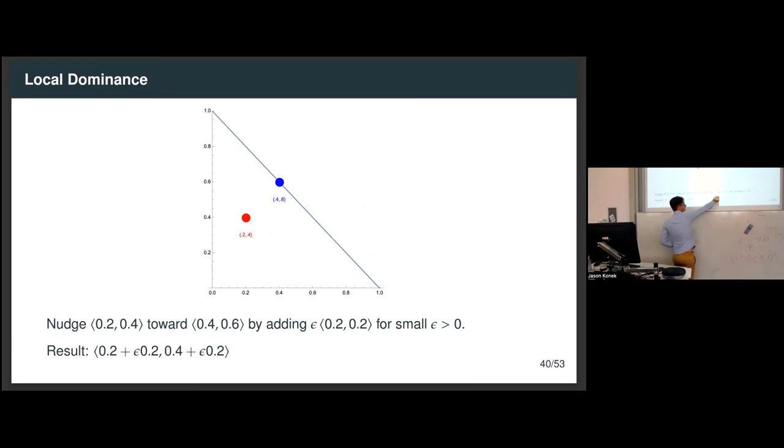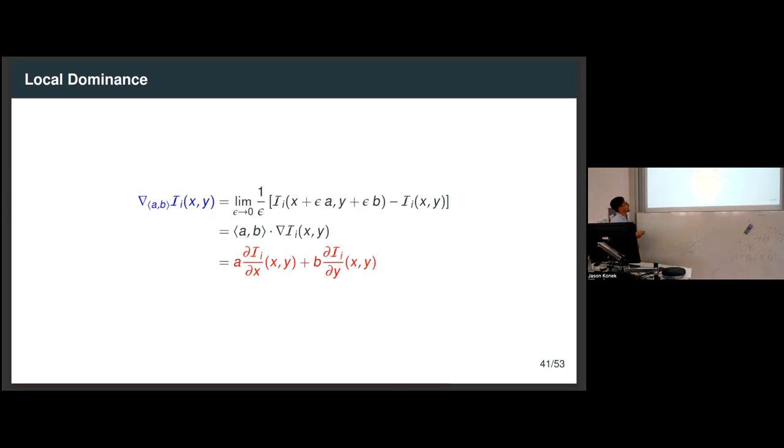So I can add a little bit of this vector, 0.2, 0.2, to our original vector, and that'll give me a nudge toward 0.2, 0.4. And when I'm looking at the gradient of my scoring rule, that's telling me the rate of change in the loss with these little nudges. And the directional derivative takes this nice form. You just take the thing that you're nudging toward and you take the inner product with the gradient. So in the end, it just looks like this.